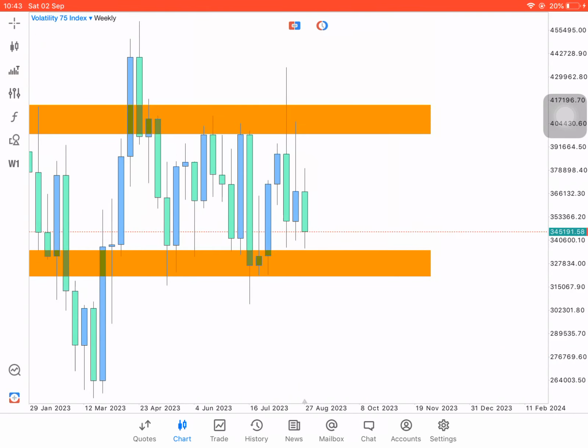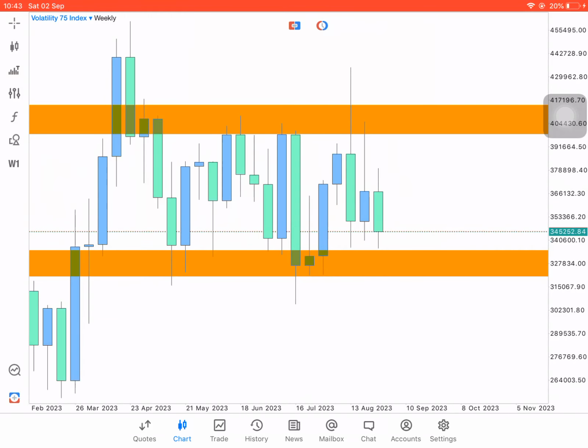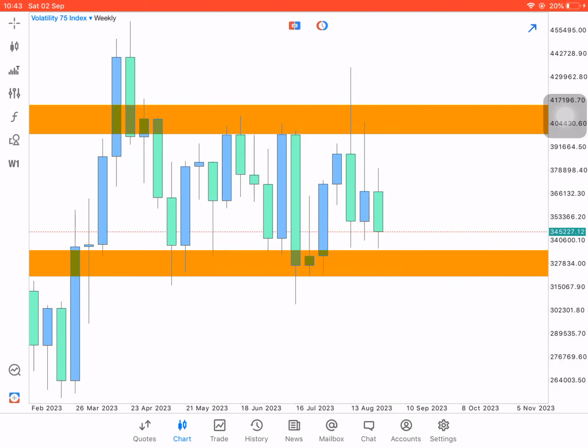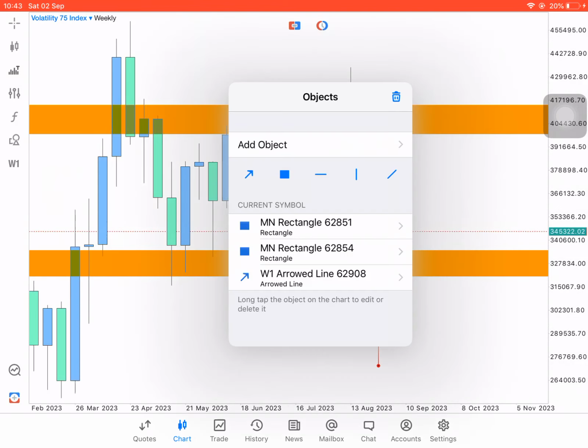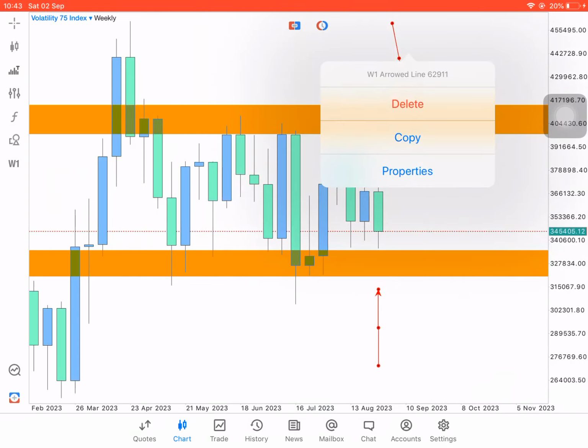So for me as an intraday trader, I'll go to my weekly and check what weekly is telling me. I can see weekly is telling me the same thing, that we are in a range. If you can see here, we're still not breaking these lows, and we're still not breaking these highs, right?